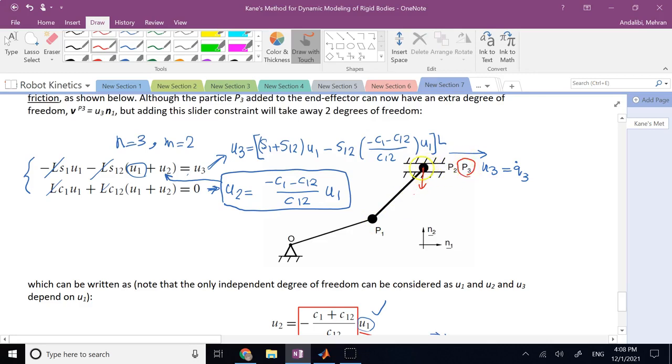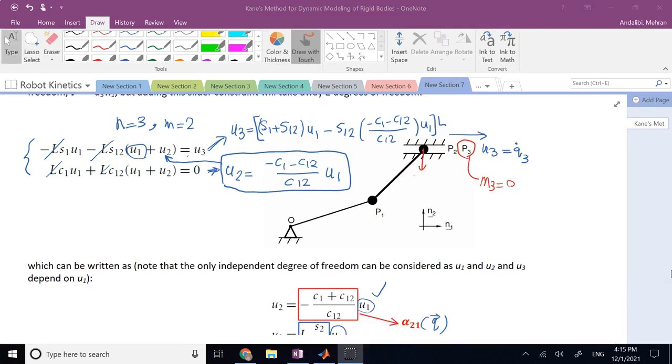The mass of it is already considered in P2. So the mass that you associate with P3 is actually really 0, unless this end effector here is to grab something in this slot and basically manipulate and move it. If that's the case, then yes, P3 can be considered a separate particle with mass m3.